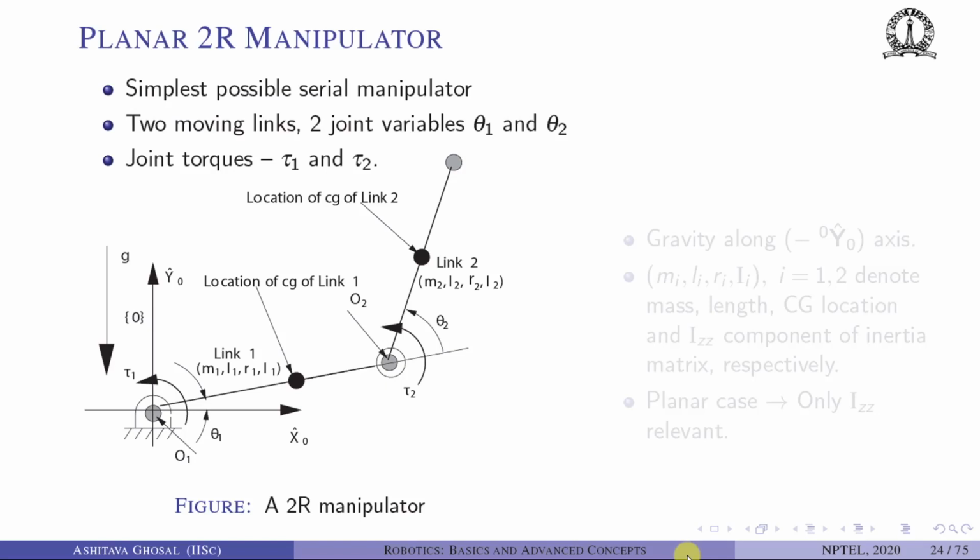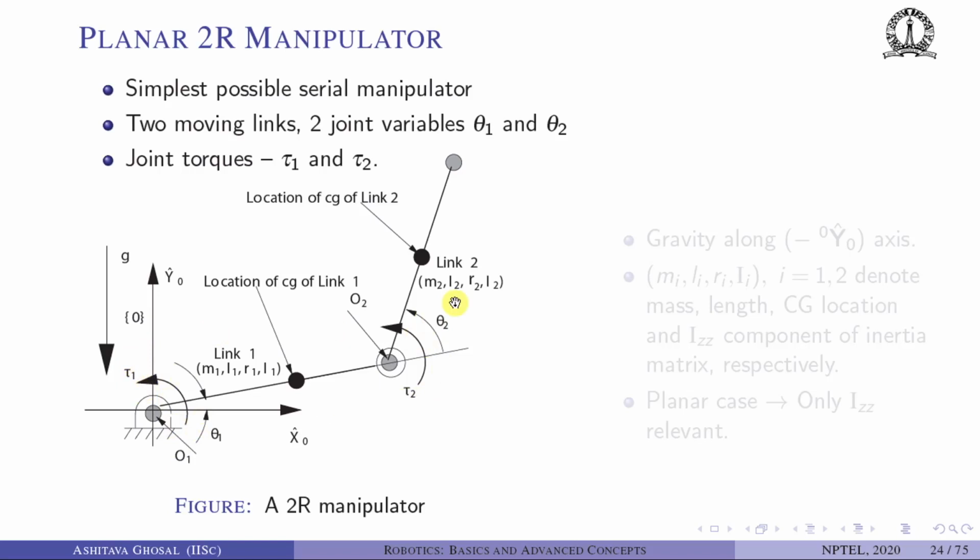So let's start with a simple example, which is a planar two-arm manipulator. This is the simplest possible serial manipulator. It has one rotary joint here and another rotary joint here. The first rotary joint has an angle theta 1, and this is angle theta 2. There is a torque tau 1 acting on the first rotary joint and a torque tau 2 acting on the second rotary joint.